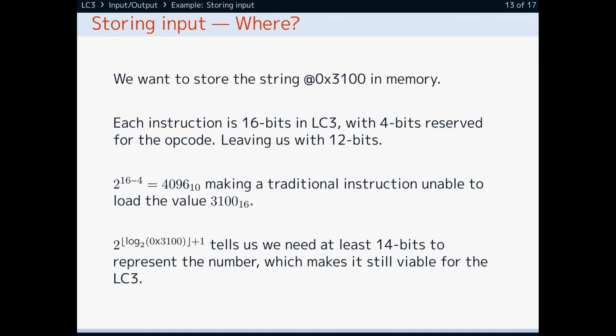making a traditional instruction unable to load the value 3100 hexadecimal. To do this faster, if you have a calculator on hand, you can just do 2 to the power of the ceiling of log base 2 of hexadecimal 3100 plus 1, which would get you a number large enough that would fit 3100 hexadecimal. It wouldn't get you 14 bits. To get 14 bits, you would cut off the 2 and just use what the exponent is, which would be 2 to the power of 14. So clearly it can still fit inside the LC3.